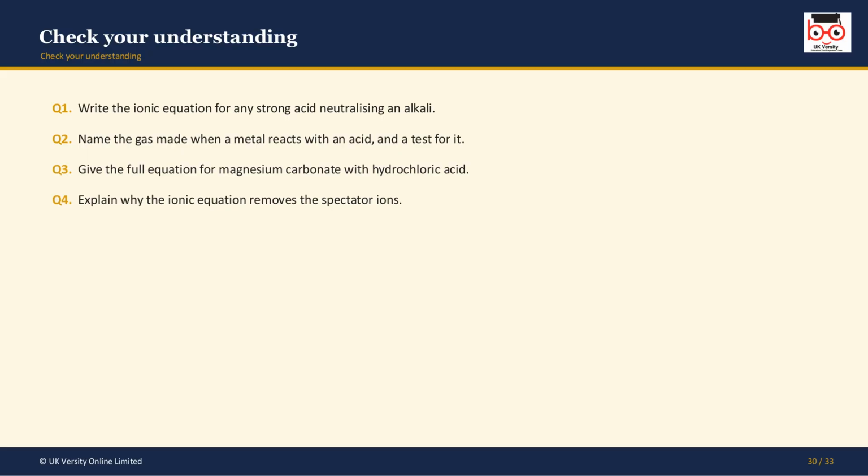Can you write the ionic equation for any strong acid, neutralizing an alkali? Name the gas made when a metal reacts with an acid and give a test for it. Write the full equation for magnesium carbonate reacting with hydrochloric acid. And explain why the ionic equation removes the spectator ions. Have a think before you move on.